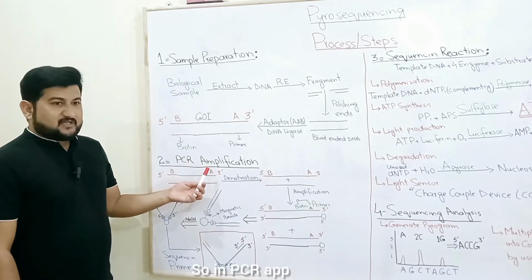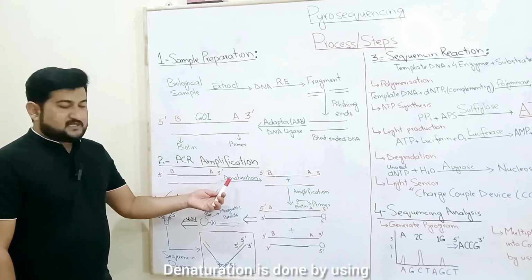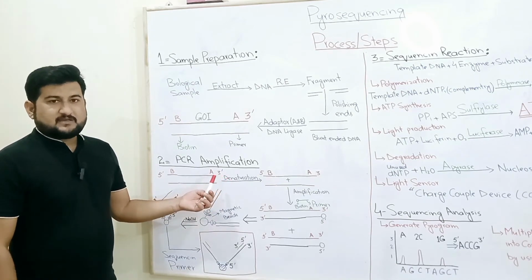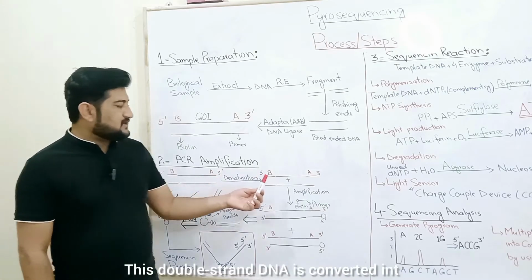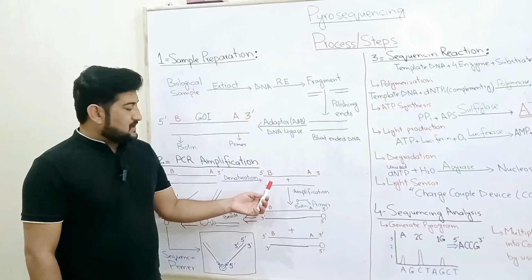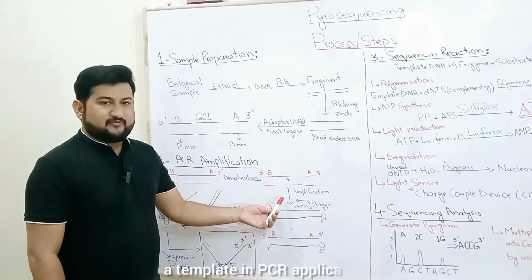So in PCR amplification, the first step is denaturation of this double-stranded DNA. Denaturation is done by using sodium hydroxide or by increasing the temperature. This double-stranded DNA is converted into two single-stranded DNA. These two single-stranded DNA are used as a template in PCR amplification.